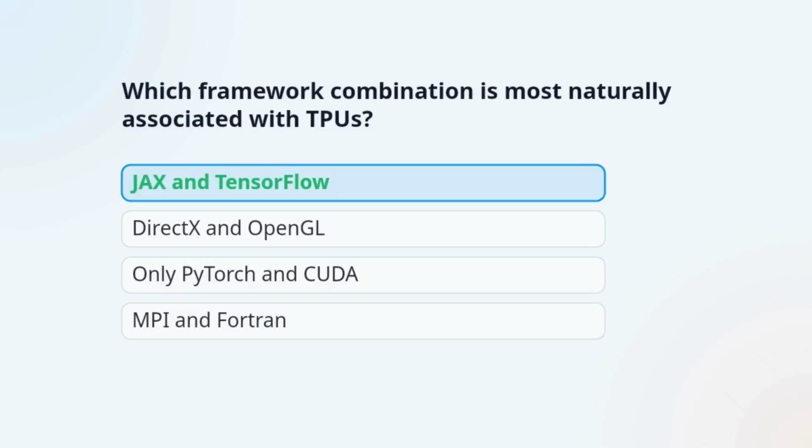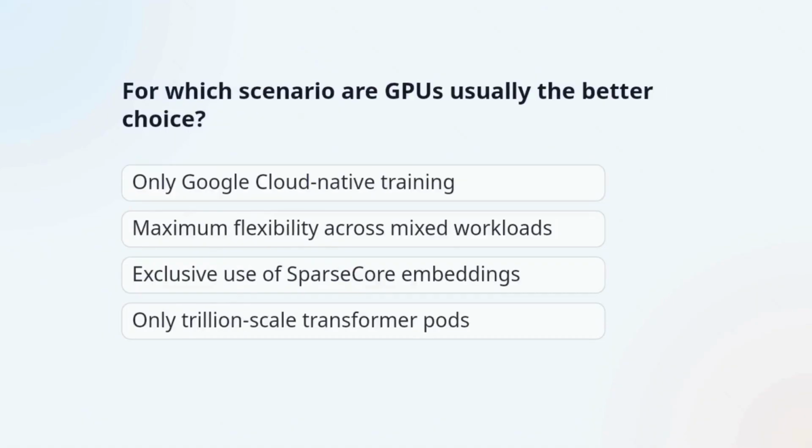The correct answer is JAX and TensorFlow. TPUs are strongly optimized for JAX and TensorFlow, especially with XLA-based compilation. Question 2. For which scenario are GPUs usually the better choice?